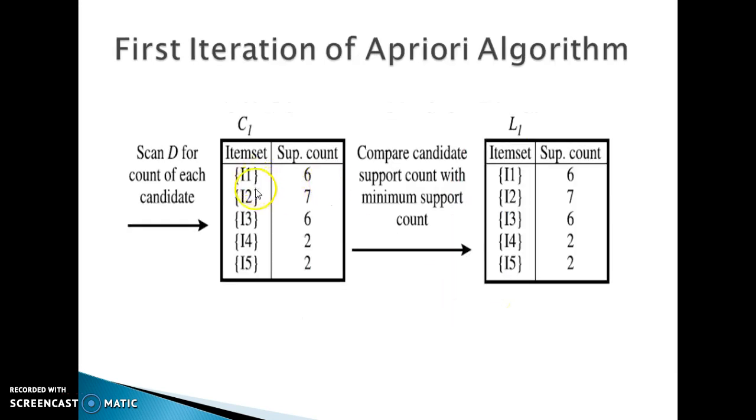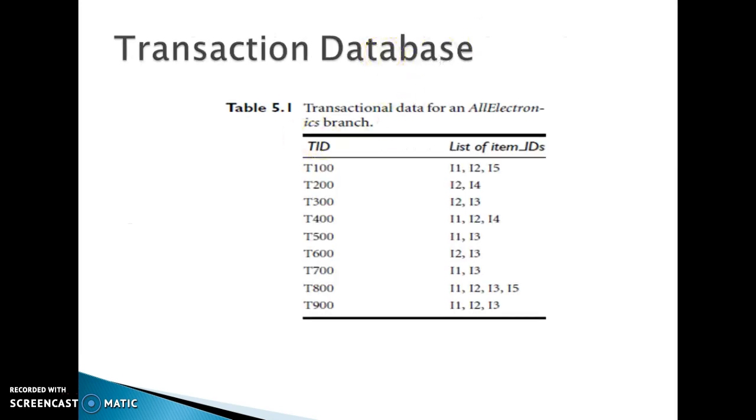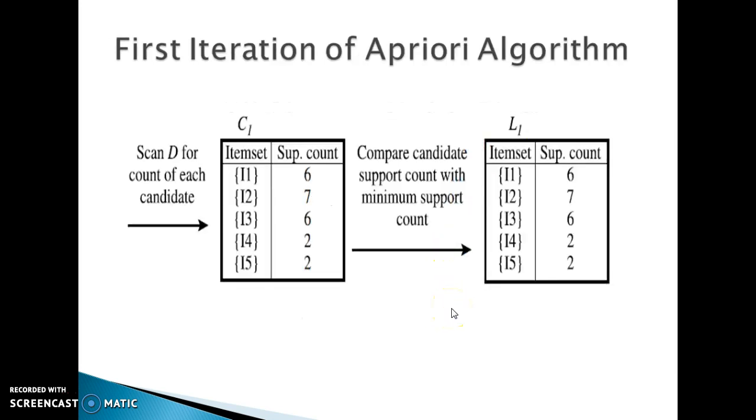So I have listed all the one item sets here, and from the table I have counted the number of transactions in which each item occurs. I1 occurs in 1, 2, 3, 4, 5 and 6, so the count will be 6. Similarly, we count the number of transactions in which I2, I3, I4 and I5 occur. And now we check this with the minimum support.